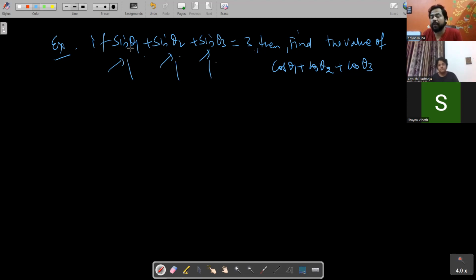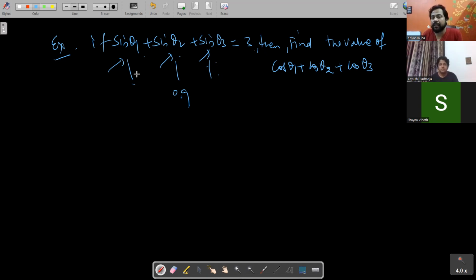If any single term out of these three is less than 1, then it won't reach 3. Suppose this is 1, this is 1, and this is 0.9. So the sum will be 2.9. So all the terms have to be 1. All the terms have to take the maximum value 1.